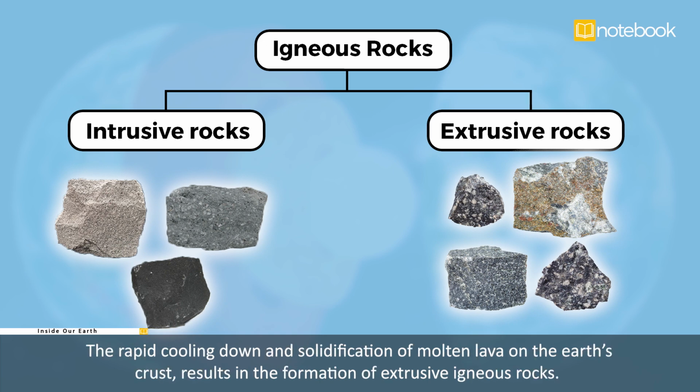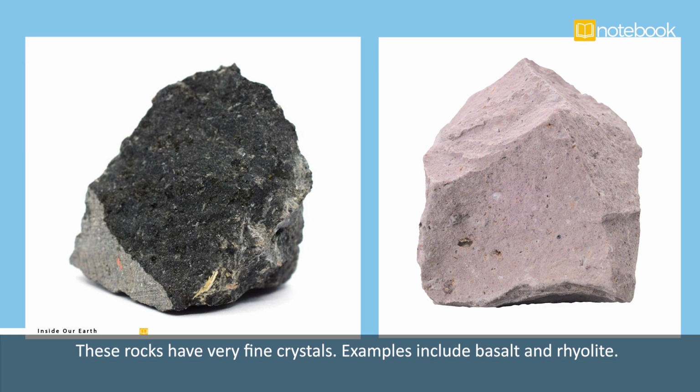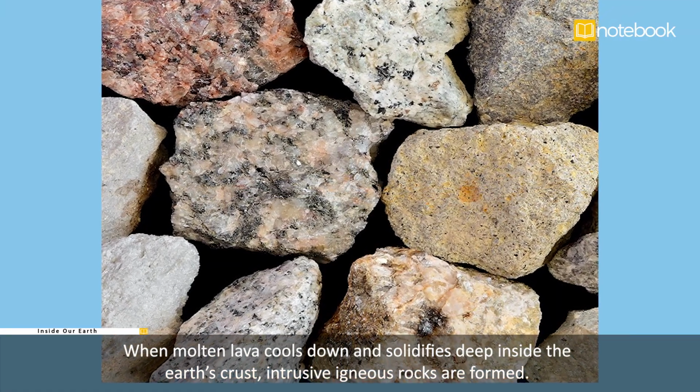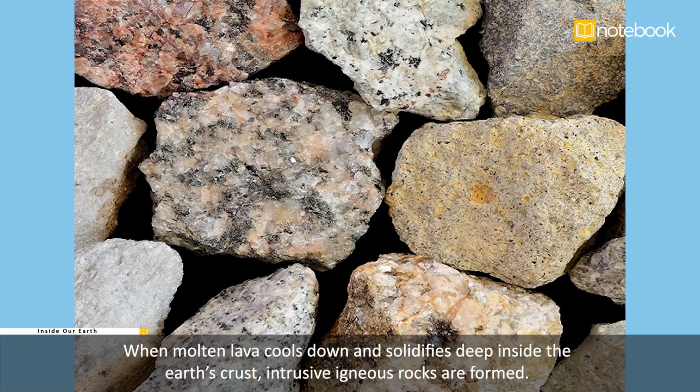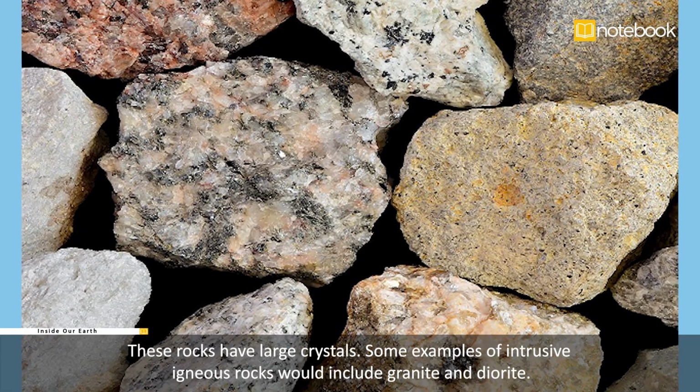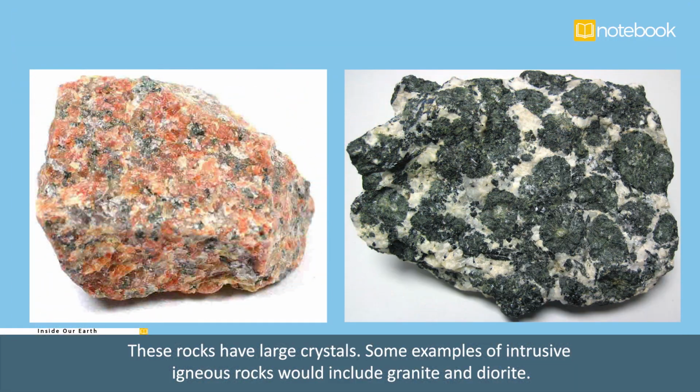The rapid cooling down and solidification of molten lava on the Earth's crust results in the formation of extrusive igneous rocks. These rocks have very fine crystals. Examples include basalt and rhyolite. When molten lava cools down and solidifies deep inside the Earth's crust, intrusive igneous rocks are formed. These rocks have large crystals. Some examples of intrusive igneous rocks would include granite and diorite.